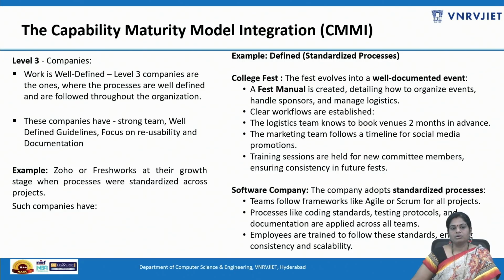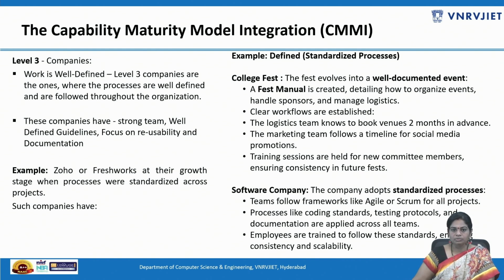Next slide, it talks about level 3. So here the tagline is work is well defined. Here the processes are well defined and they are followed throughout the organization. So the takeaways in level 3 is they have strong team, well defined guidelines, they focus on reusability and also documentation. Zoho, Freshworks, these are the companies we can bring as an example for level 3.